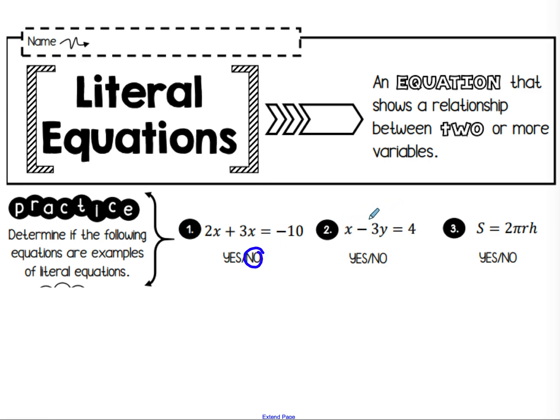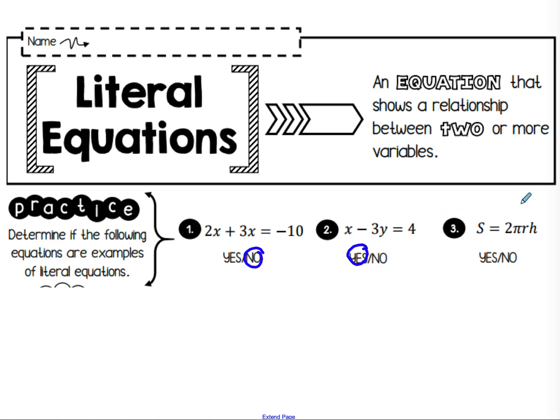Now on this one, x minus 3y equals 4, that one is a literal equation. It has a y and an x in it. Just on its own, we can't solve anything for a number value. We would need more than one equation for that. So is that a literal equation? Yes, it is. It's got more than one variable.